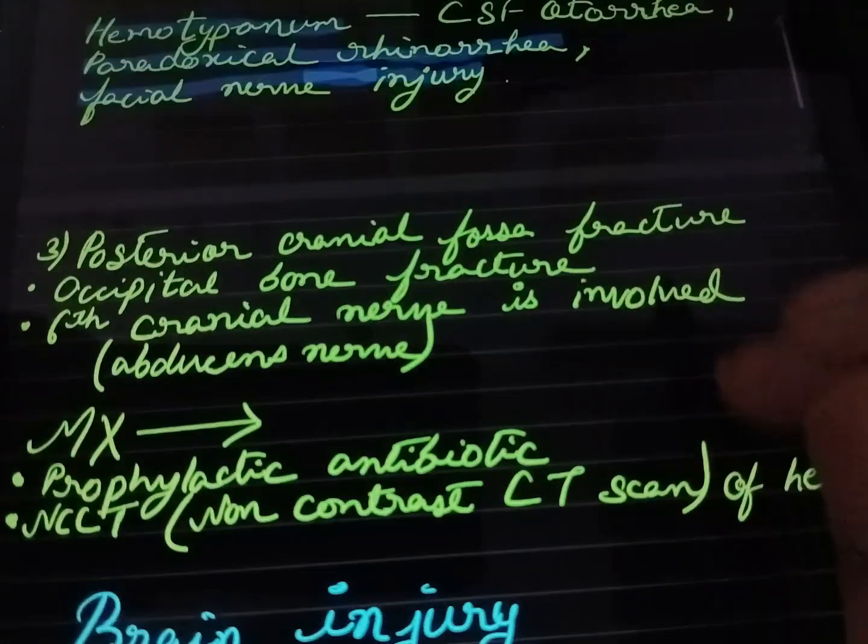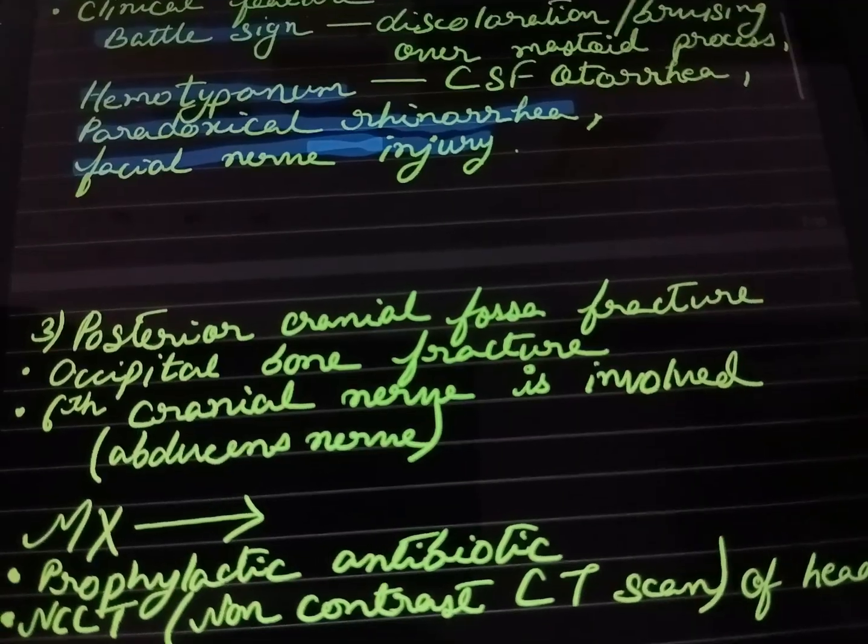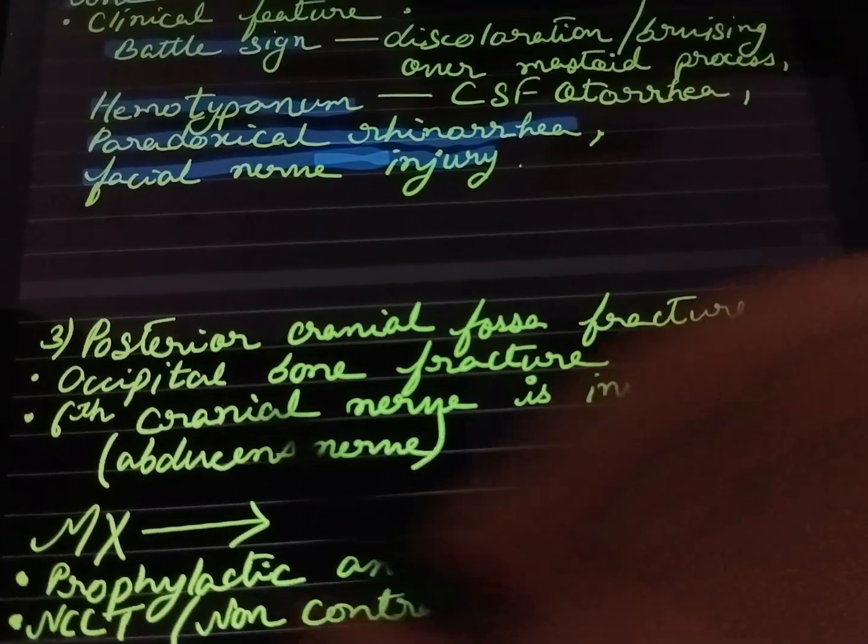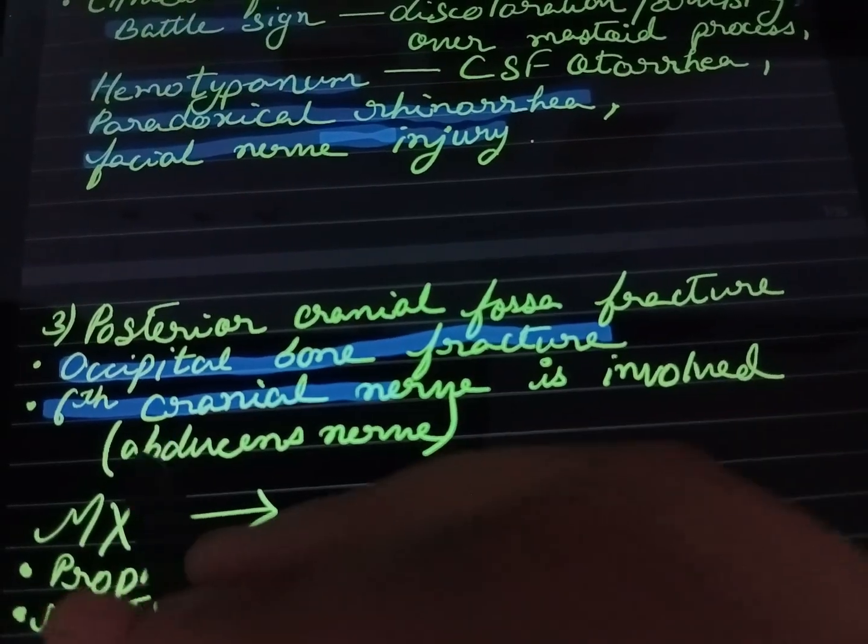So the last is posterior cranial fossa fracture. So here it is very simple. Occipital bone is fractured and there is 6th cranial nerve, that is abducens nerve, involvement.